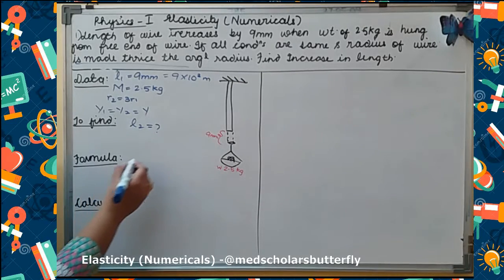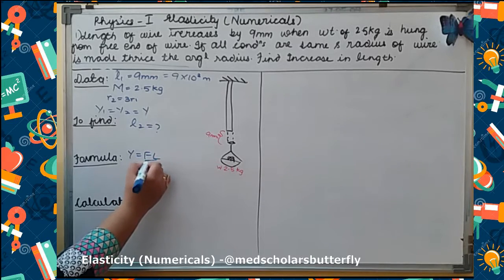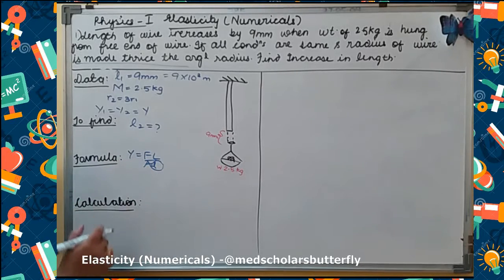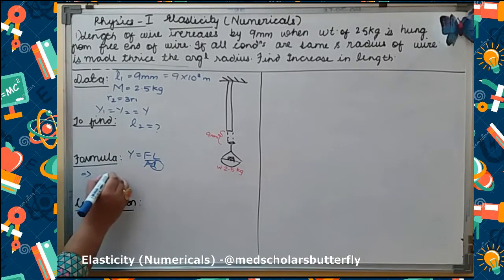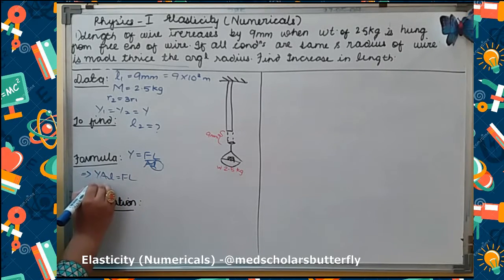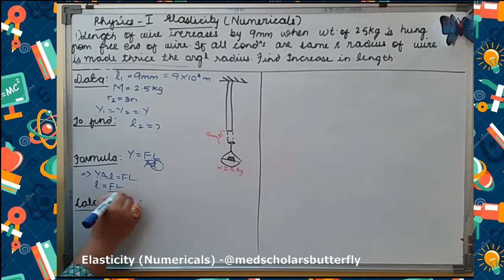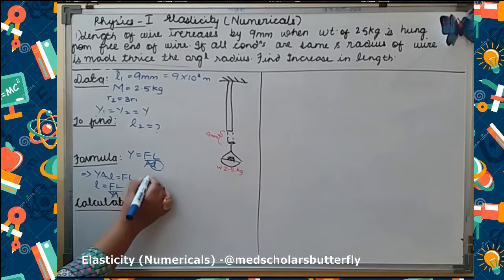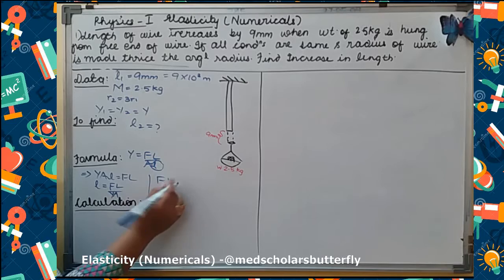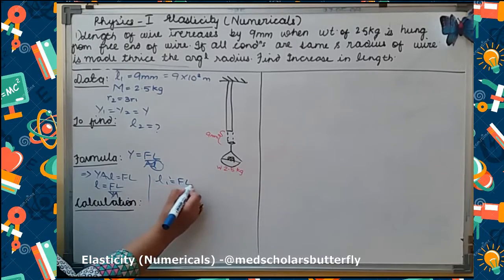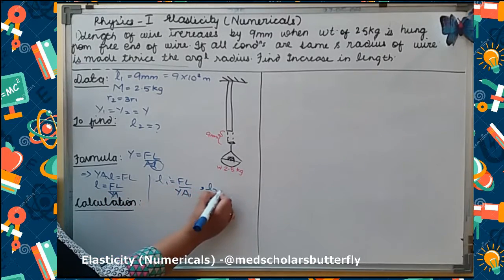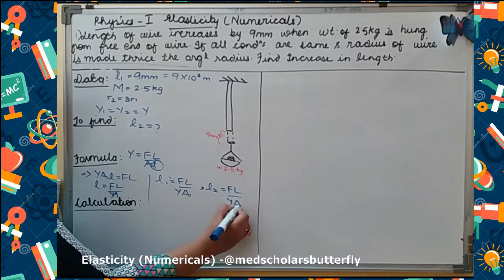We have the formula Y is equal to FL upon A l. In this formula, just remove this L here because we have to calculate L2. So we will transfer it as Y A l is equal to F L. Then it will become l is equal to FL upon YA. But here, since we have two lengths and two areas, this will become L1 is equal to FL upon YA1, and L2 is equal to FL upon YA2.